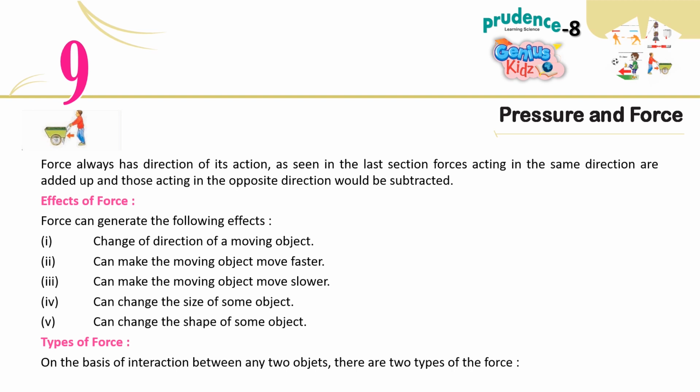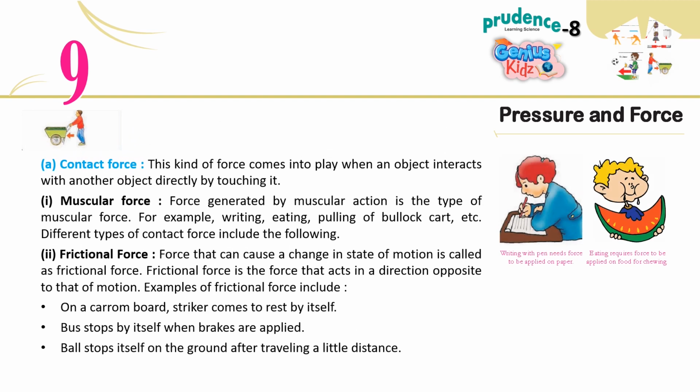Types of force. On the basis of interaction between any two objects, there are two types of force. A. Contact force. This kind of force comes into play when an object interacts with another object directly by touching it. 1. Muscular force. Force generated by muscular action is a type of muscular force. For example, writing, eating, pulling of a bullock cart, etc.